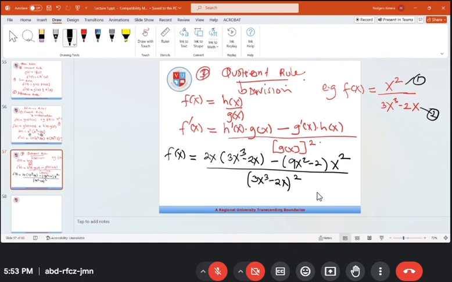Okay, that is the quotient rule. Let's make sure that we really understand the quotient rule, because if we don't, we are going to find other things still a little bit complicated. Okay, are we together? Any question there?